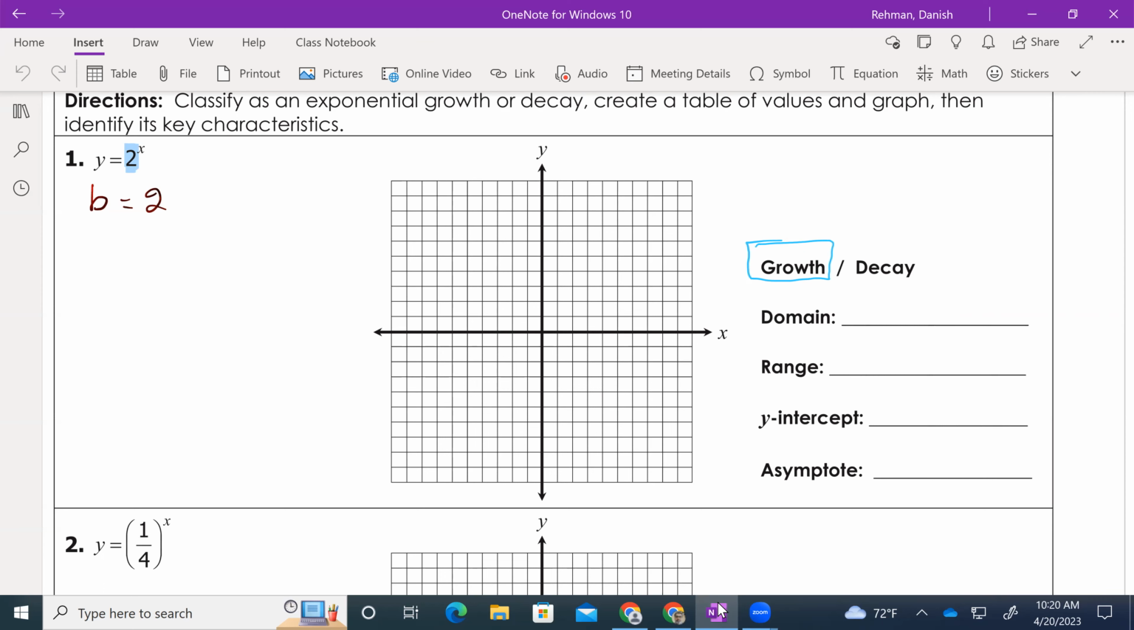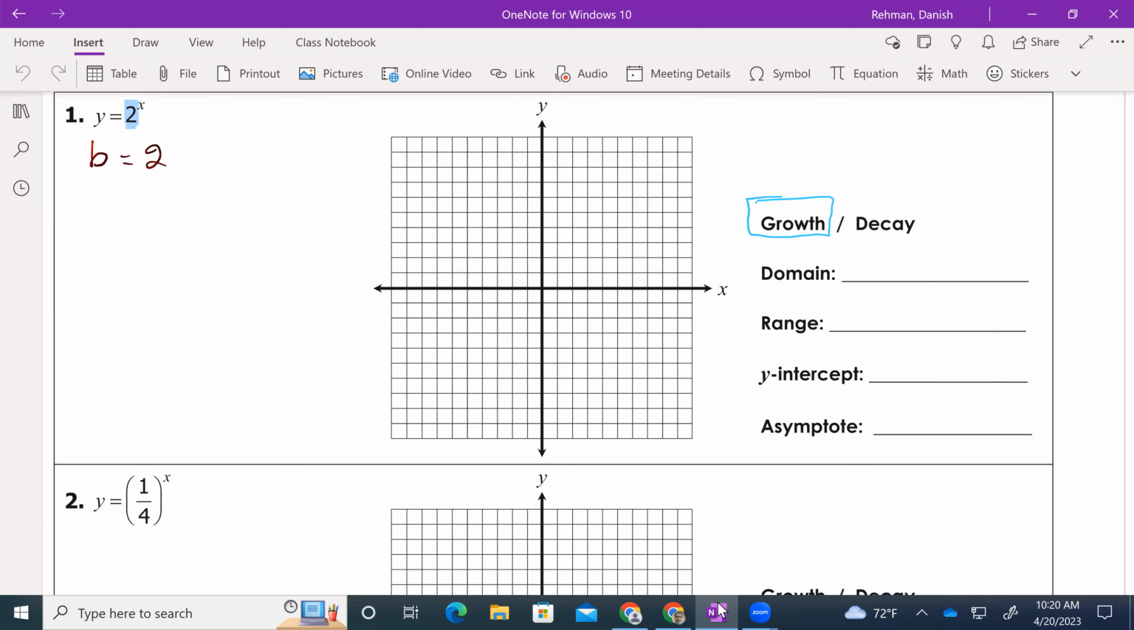And before going further on the same question, look at the bottom, question number 2. What's the b there? 1/4. Is it greater than 1 or less than 1? 1/4 is less than 1. That means for the second question, it will not be a growth, it will be a decay. So whenever you have a b greater than 1, that's a growth. Whenever it's less than 1, that's a decay.